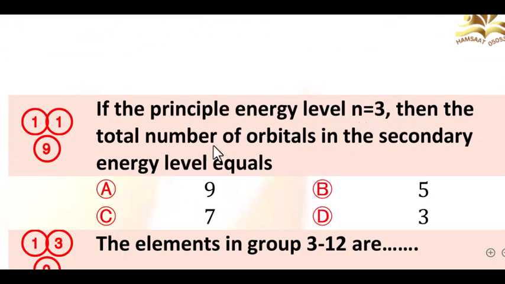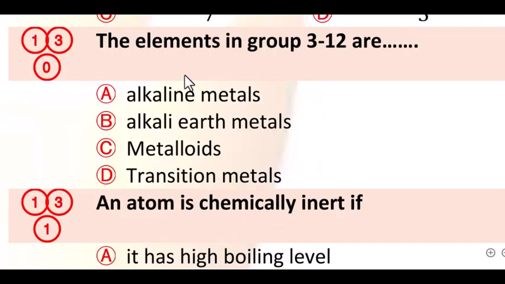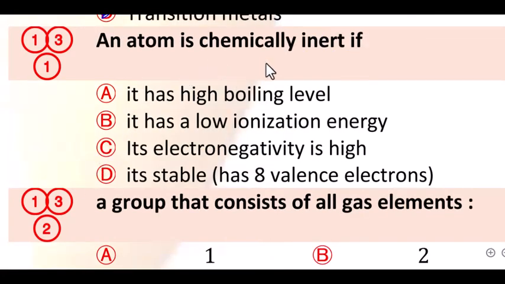If the principal energy level is 3, then the total number of orbitals is n squared, so 3 squared is 9. The elements in groups 3 to 12 are transition elements. Group 1 is alkali, group 2 alkaline earth, 3 to 12 transition. Group number 17 is halogen, number 18 is inert gas. Between group 13 and group 17 are found metalloids. The p block is from group number 13 to group number 18.